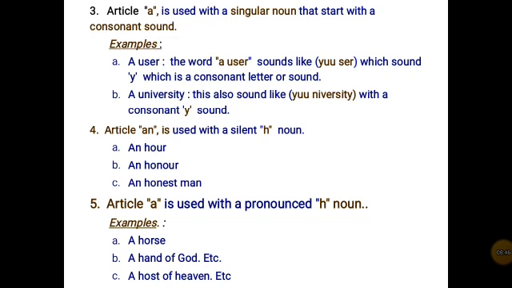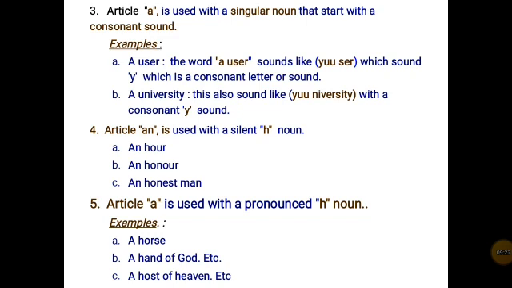Now, example B. A university. Though university starts with U, in the sound spelling of university, you have it sounded like Y-W, which is U, university. Then Y there is a consonant sound. So we use article A for university. You don't say an university, you rather say a university.